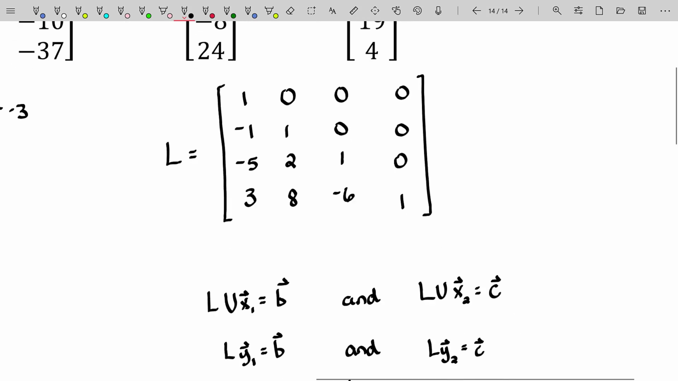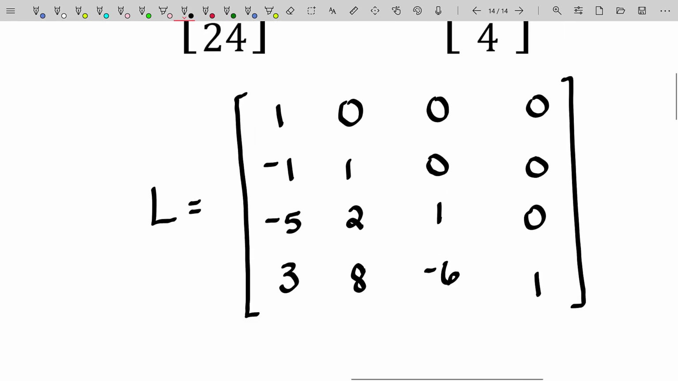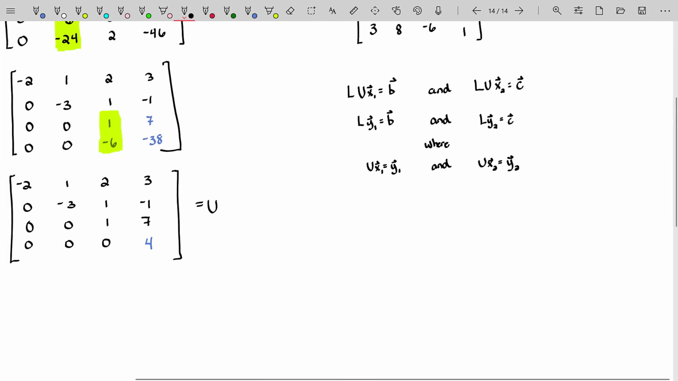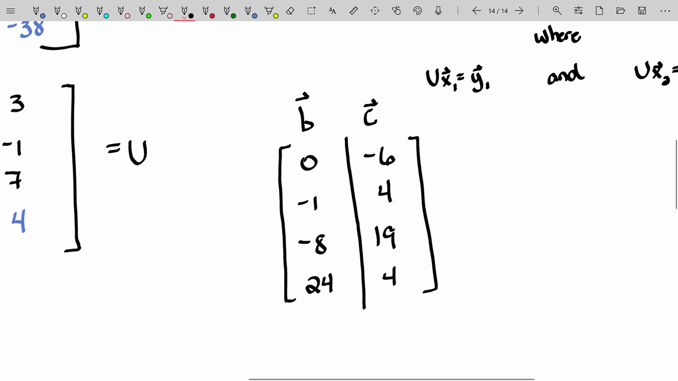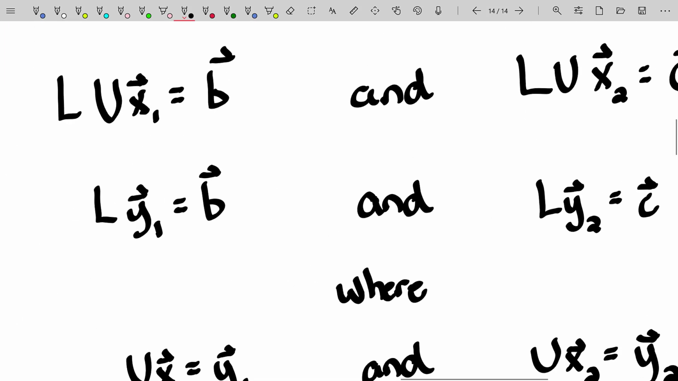And in reality, you don't even have to do that. You could read off how you're going to do this. So watch how I do this. Maybe I'll do this down here. All right, so these are the two vectors, the right-hand side vectors we're dealing with in these equations right here. Ly sub 1 is equal to B and Ly sub 2 is equal to C.